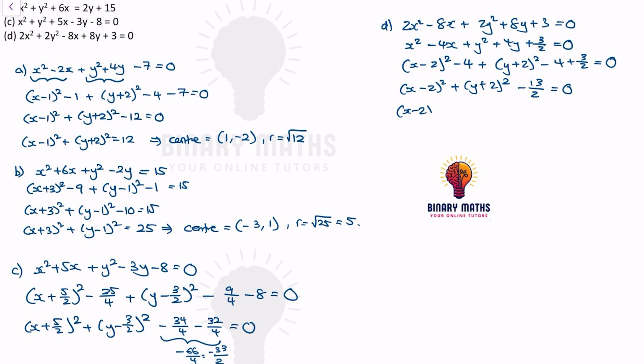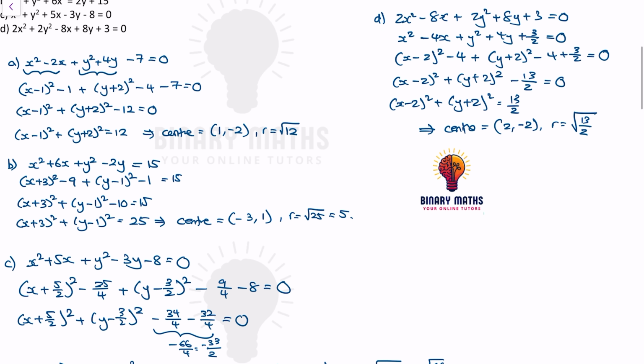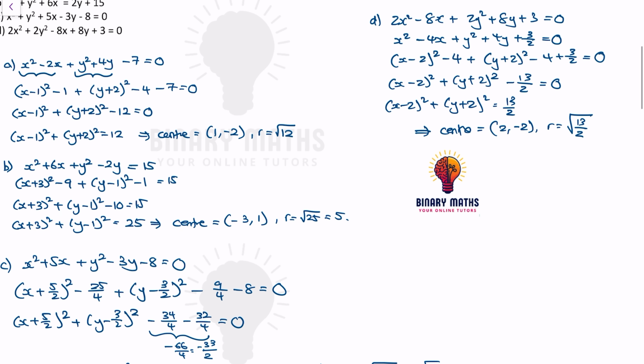Okay, (x minus 2) squared plus (y plus 2) squared is equal to 13 over 2, which implies my center must be equal to (2, negative 2), and my radius must be equal to the square root of 13 over 2, which can be written as the square root of 26 over 2.